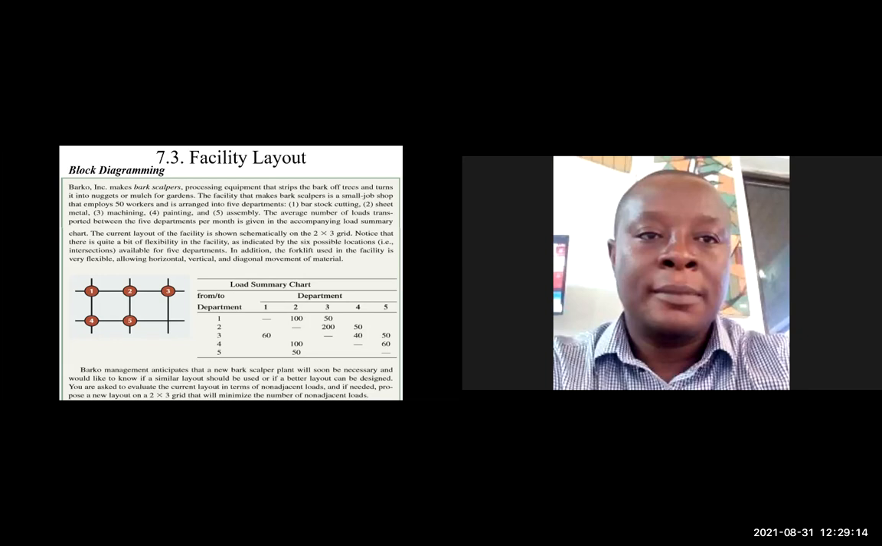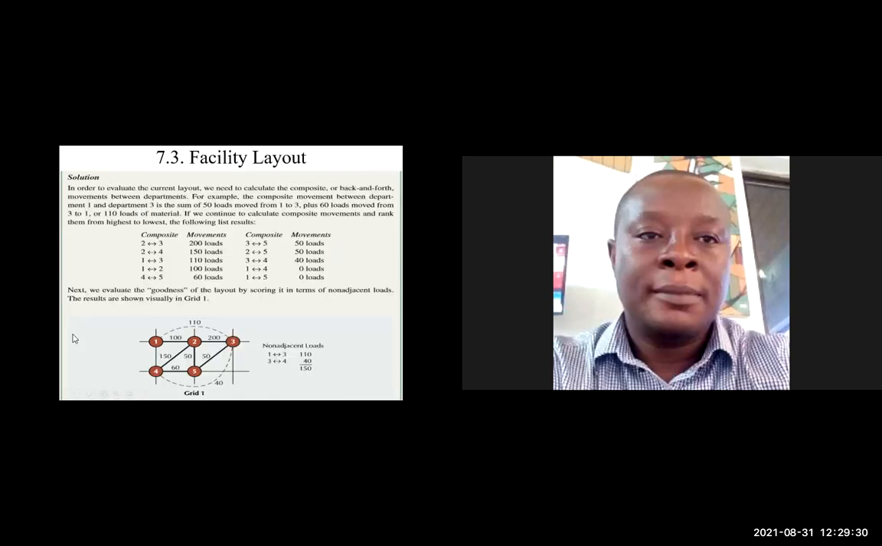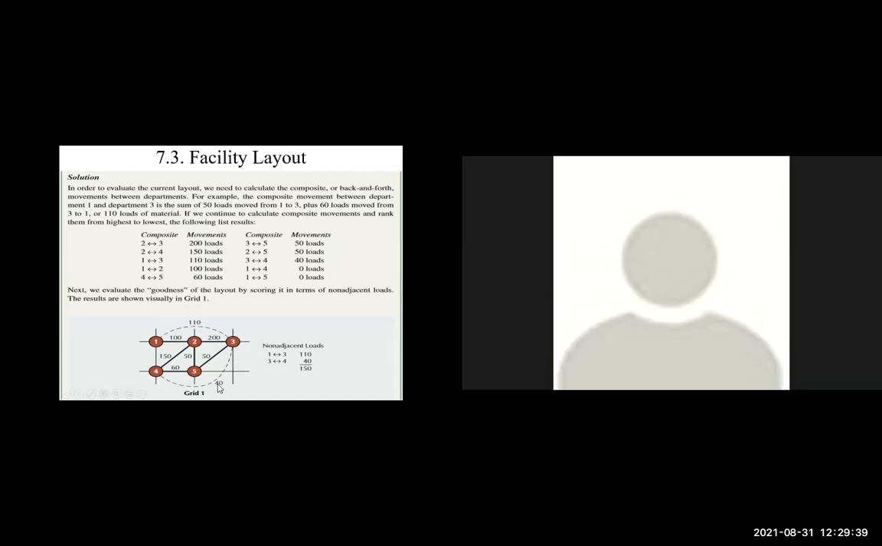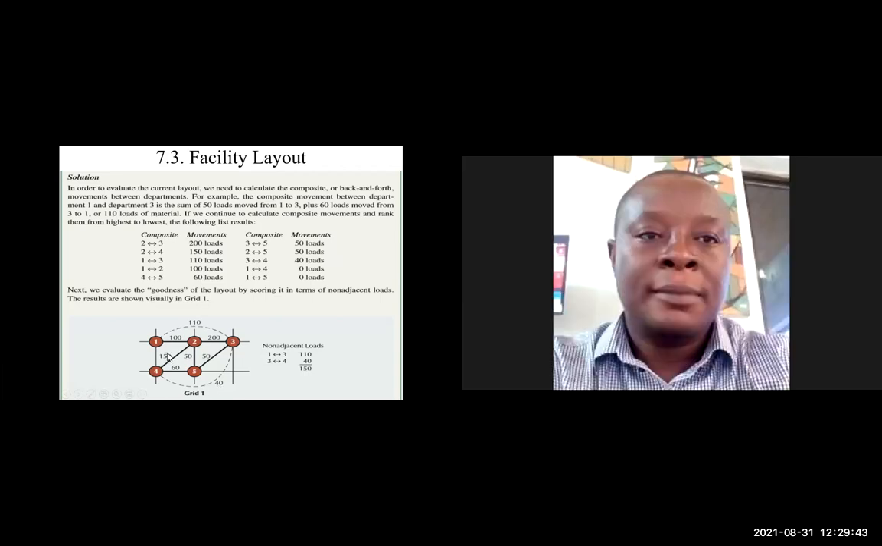Remember, I have told you that when we are doing the block diagramming, our objective is to try and reduce the non-adjacent load. Why do you think the focus is on reducing non-adjacent load? To save time. So we want to rearrange this so that the departments that have the bigger interdepartmental movement are put close, so we avoid this unnecessary walking. It saves time.